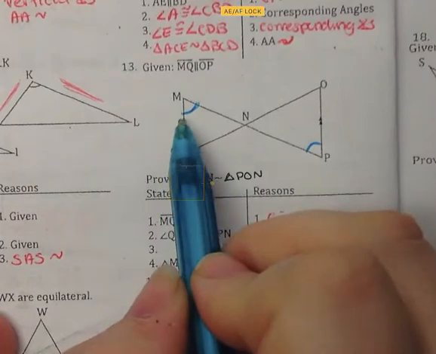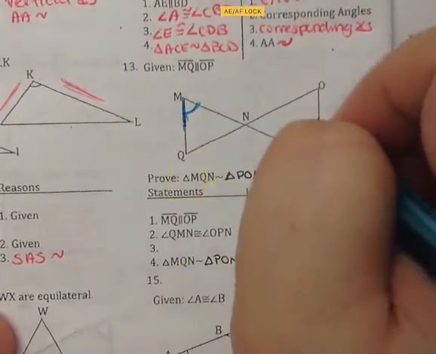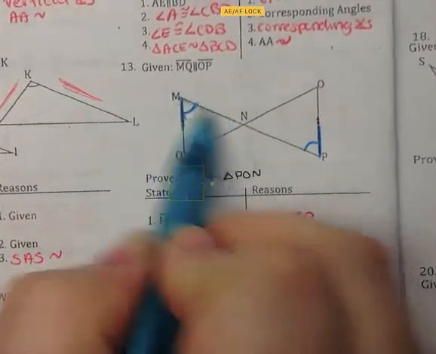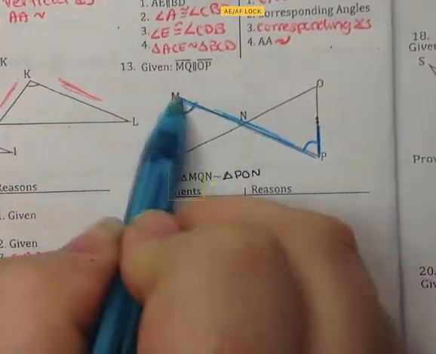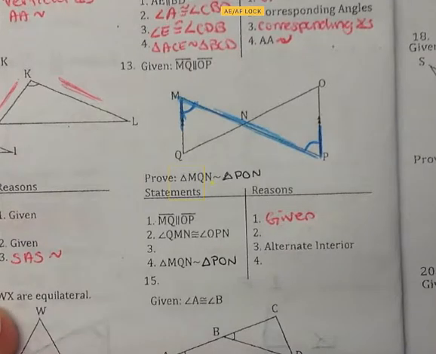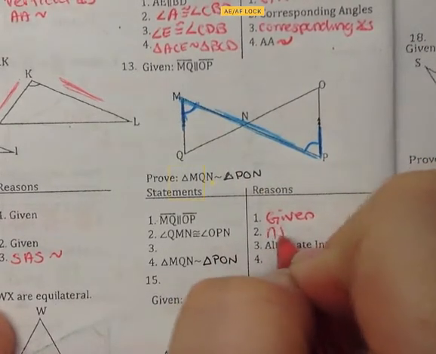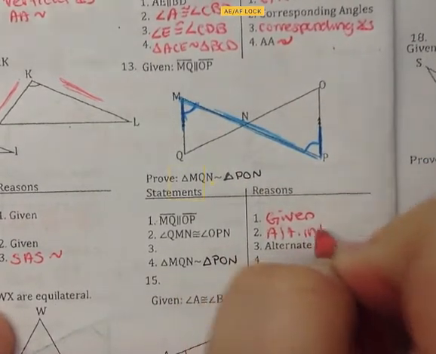So as you can see, these actually both touch a parallel line, and they will also touch a transversal. So this is a Z. These would be congruent because of alternate interior angles.